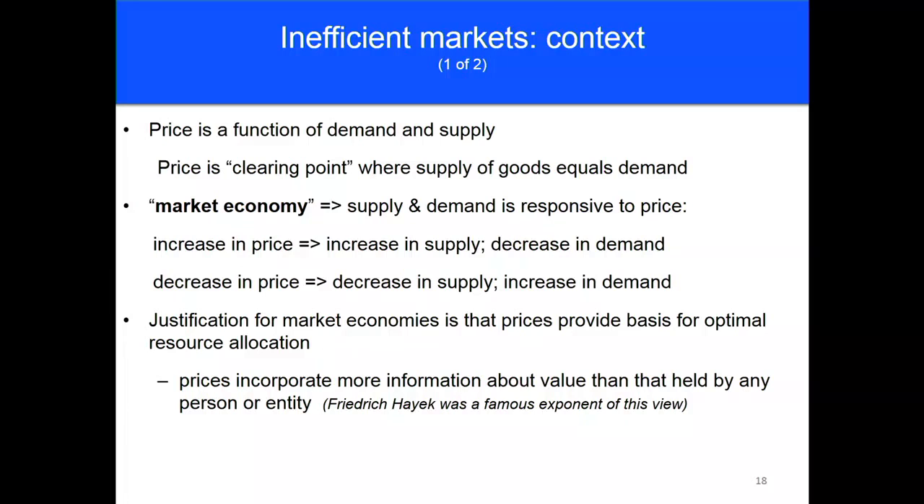You could argue that's an inefficiency. But if we had a market economy, prices would go up, and then you might have people building car parks to accommodate the demand. And so the argument here is that prices incorporate more information about value than that held by any person or entity. I'll give you a sense of what this might mean with an example shortly.